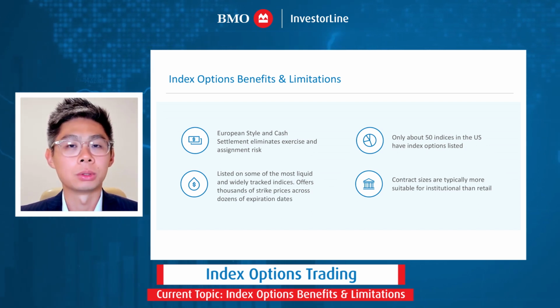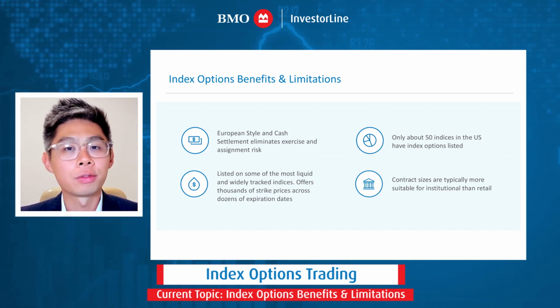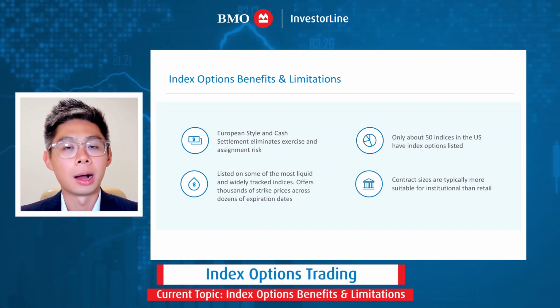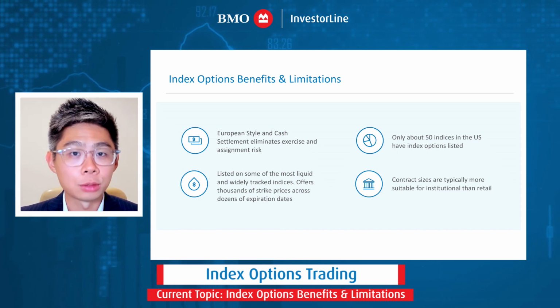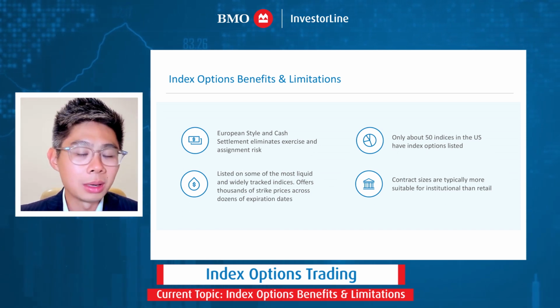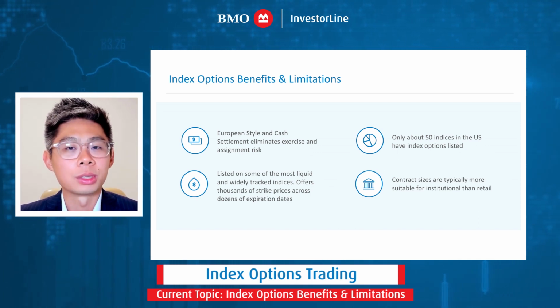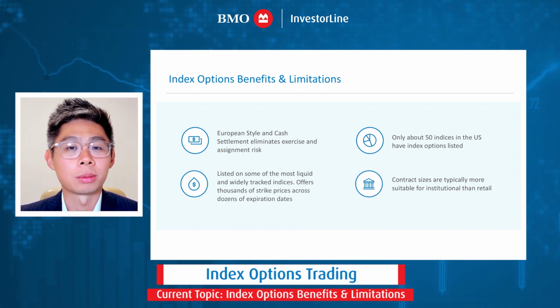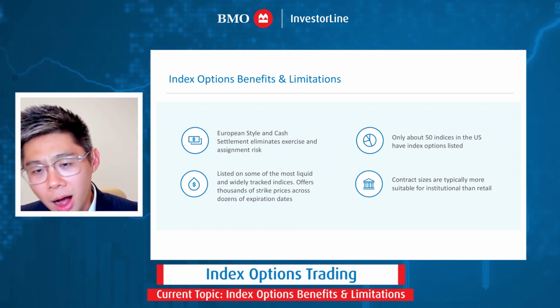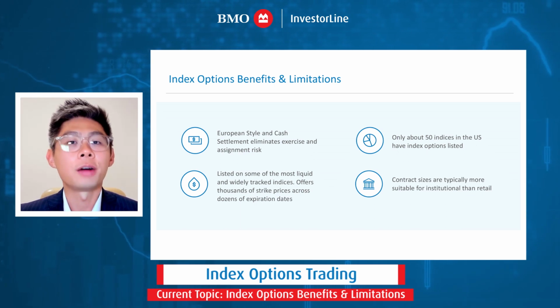So these index options, because of how widely tracked they are and how widely they're traded, offer such a large variety of expiration dates and strike prices that for a lot of traders that really like to fine tune their trading, they can find almost the exact expiration date and strike price they're looking for. On the flip side, there are not many indices that actually offer index options.